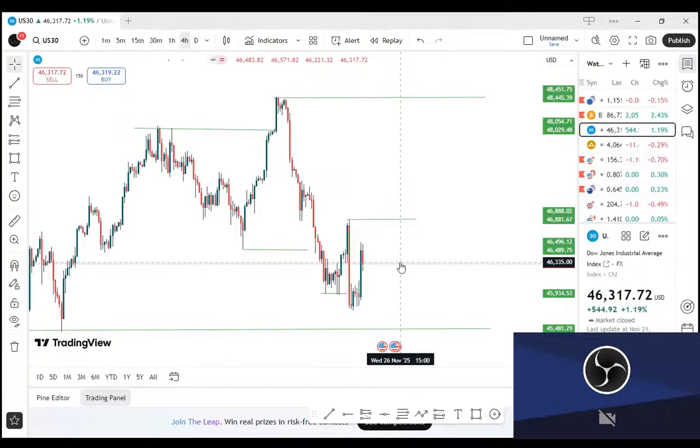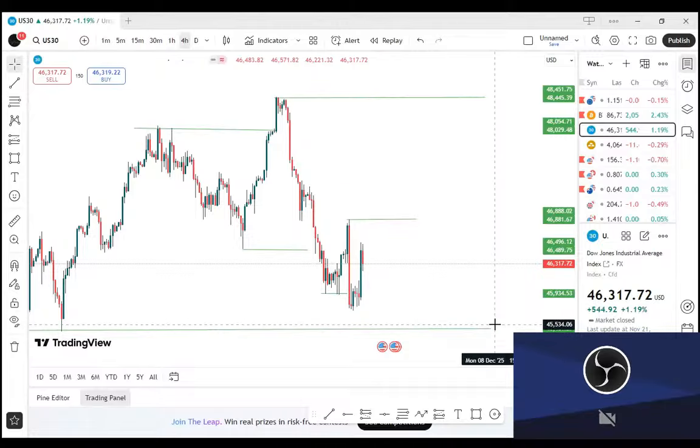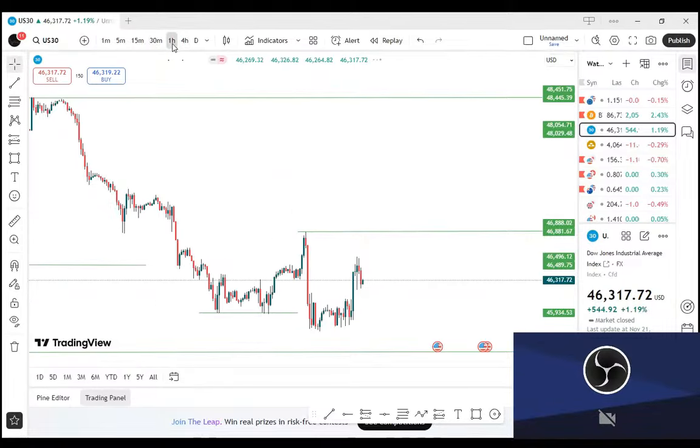So if you are buying here, you are buying blindly because it hasn't given you any confirmation of a shift in price that the buyers are in the market. Right now, what I'm seeing, the sellers are still in the market, dropping back to 45481. There's a key zone there they are dropping to. So let's drop lower to our 1 hour time frame.